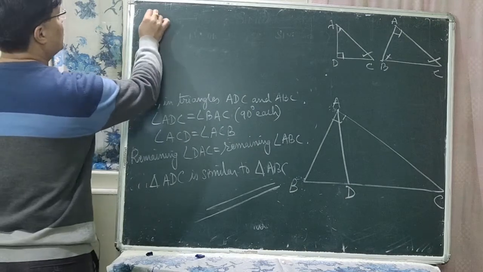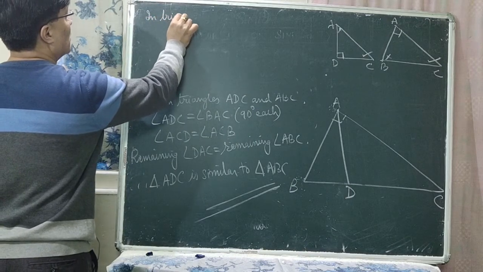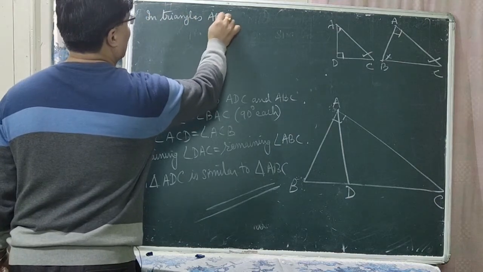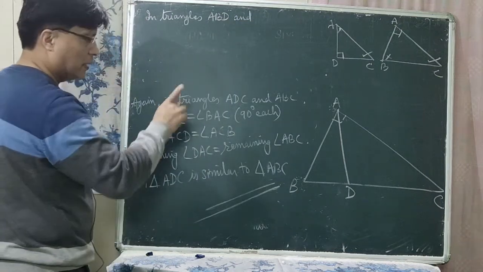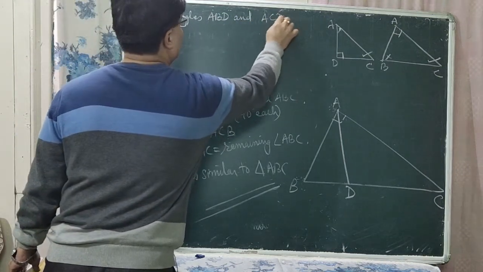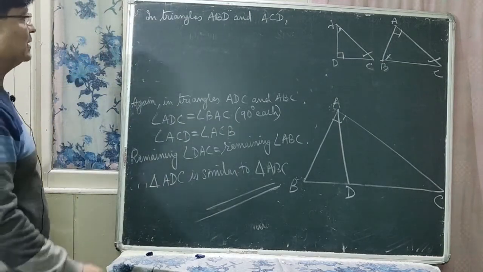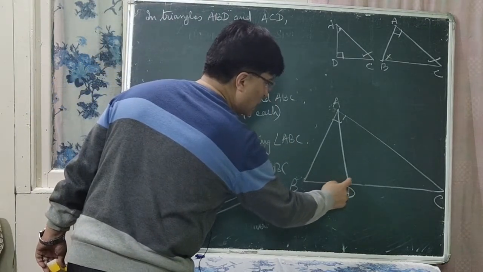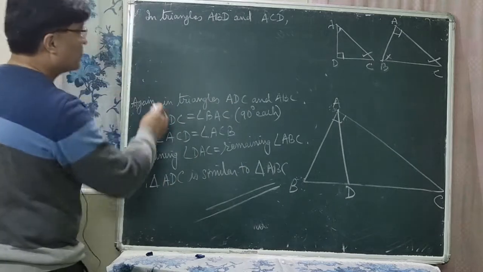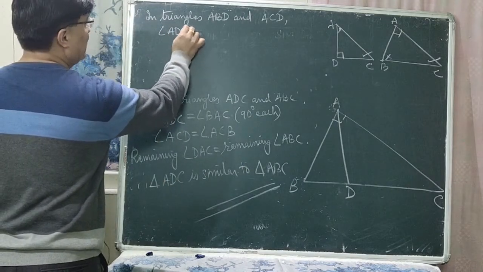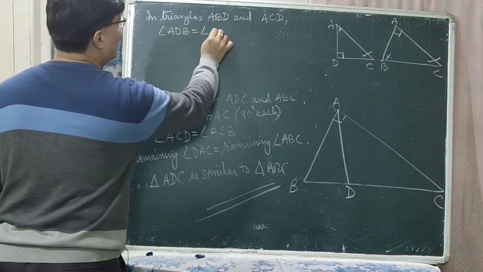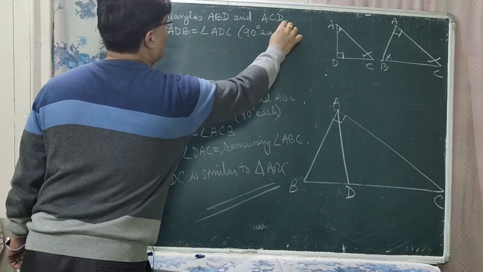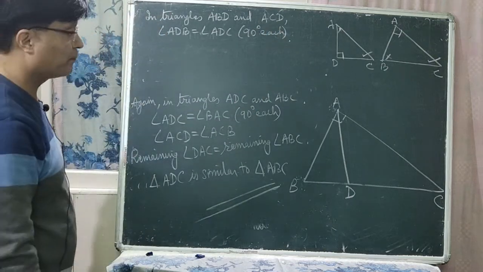So now in triangles ABD and ACD, right? So in this case also these two angles are equal, right? Because both are 90 degree. That is angle ADB is equal to angle ADC. Both are 90 degree each.